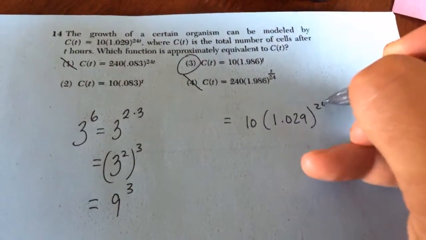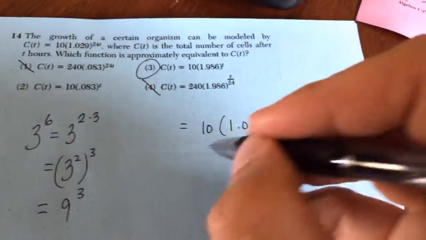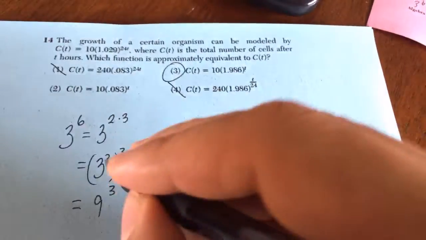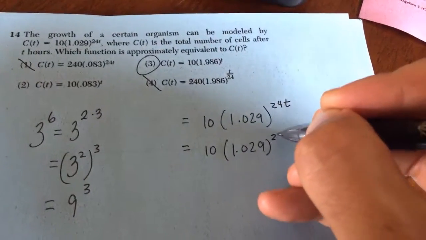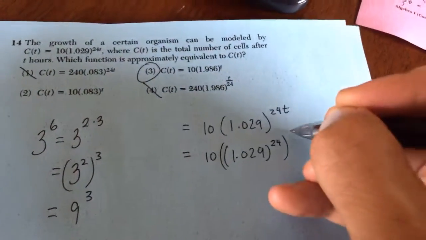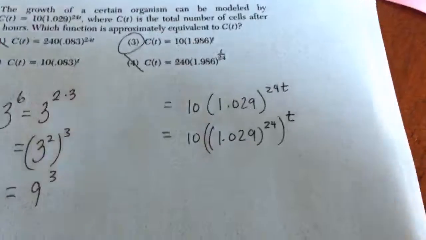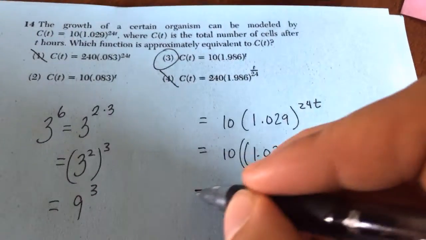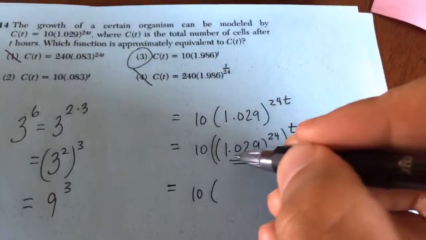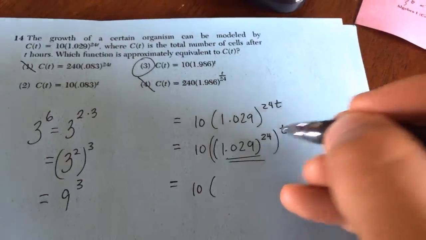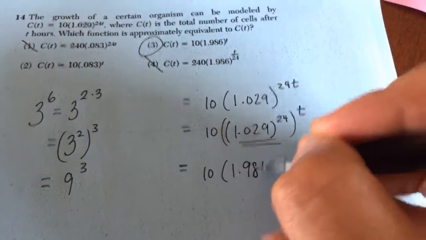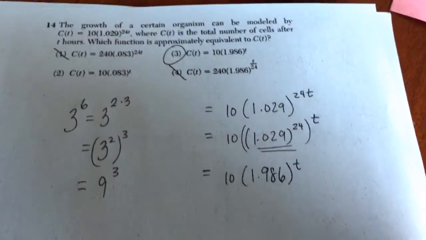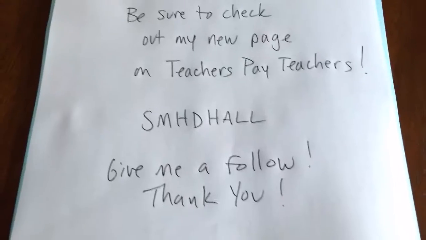1.029 to the 24t. I'm going to rewrite it just like I did over here, and I'm going to do 1.029 to the 24th to the t power. I can now evaluate this, and you get 10. And then 1.029 to the 24th gives you about 1.986 to the t. Choice 3.